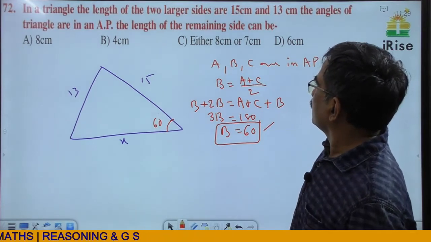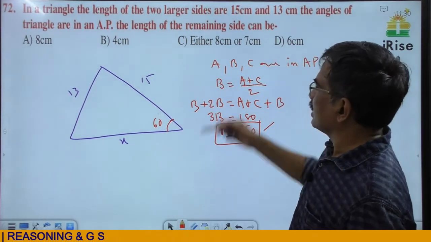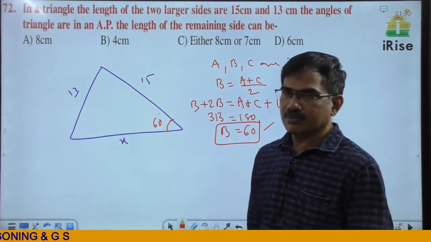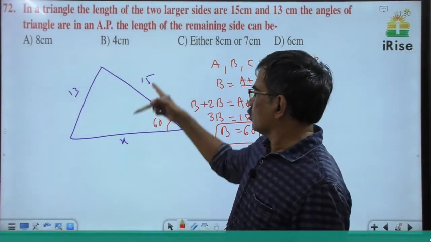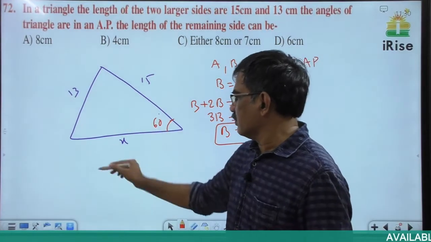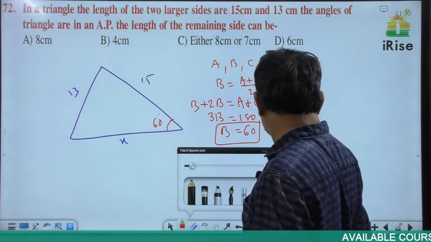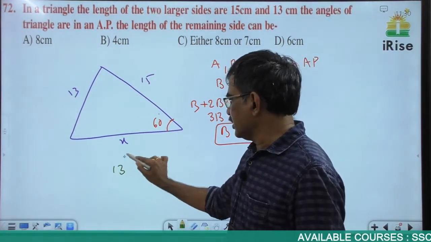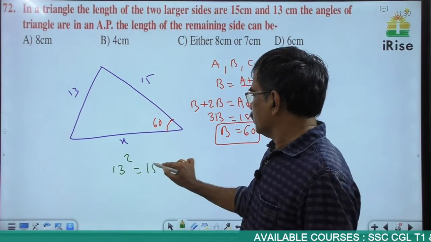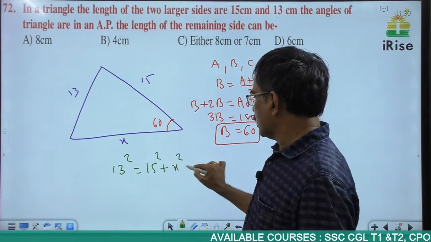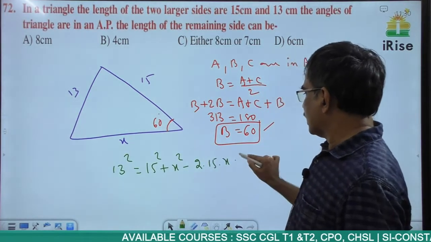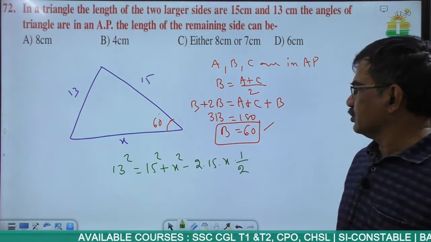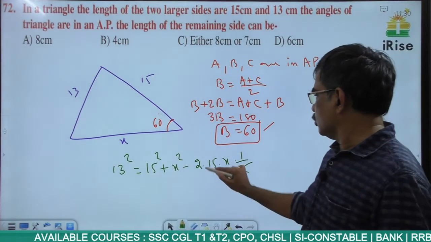The length of the remaining side can be, so we have to find this one. Again apply cosine rule. Two adjacent sides and included angle are given. 13 square is equal to 15 square plus x square minus 2 into 15 into x into cos 60. Cos 60 is 1 by 2. 2 cancel.